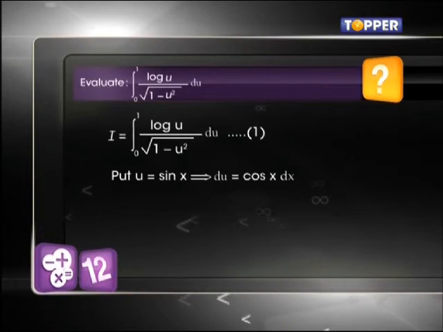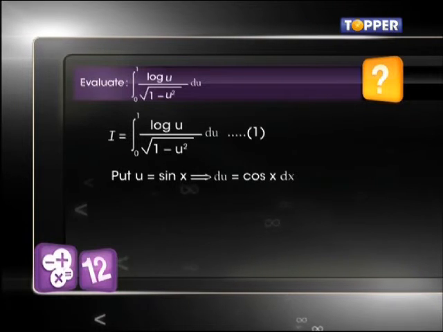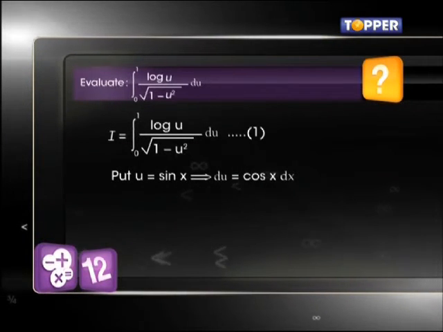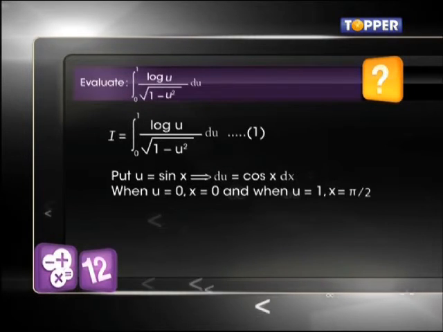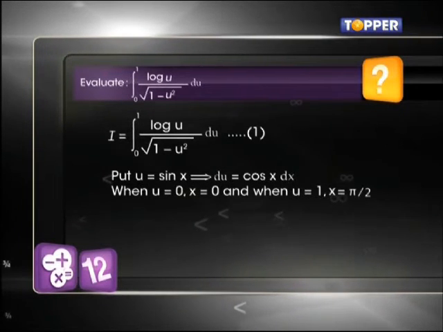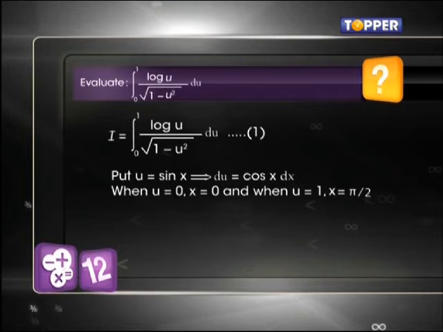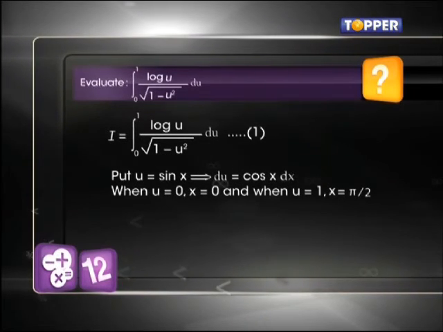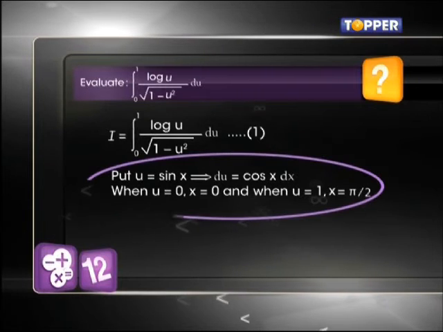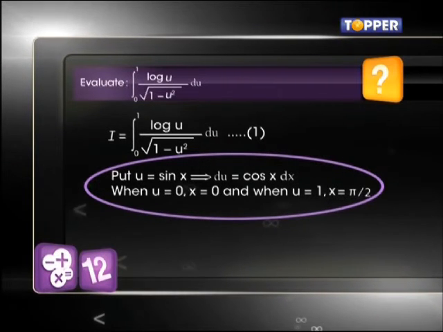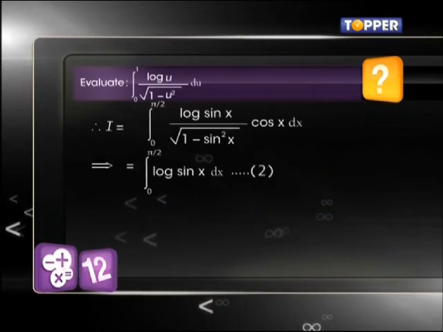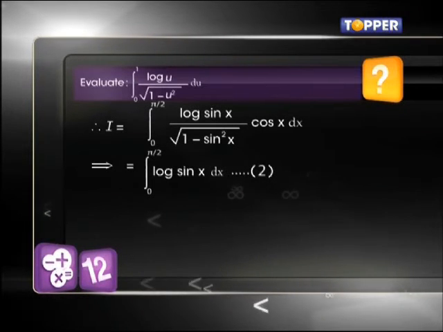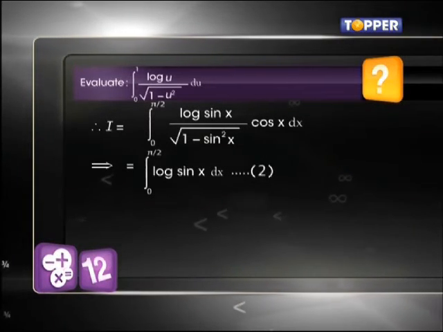So first we write that u is equal to sine x, which implies that cos x dx is equal to du. Also, the limit needs to be changed according to the substituted function. At u is equal to 0, x is equal to 0, and at u is equal to 1, x is equal to pi by 2. Now I is equal to the definite integral of log sine x dx at the limits from 0 to pi by 2.